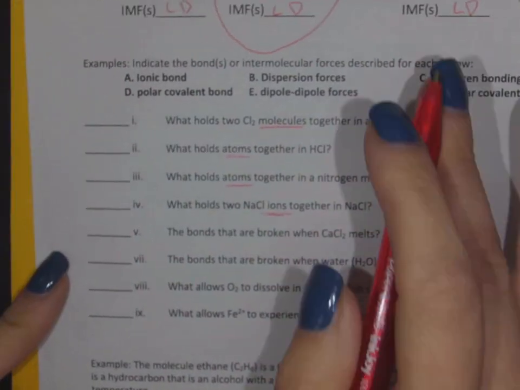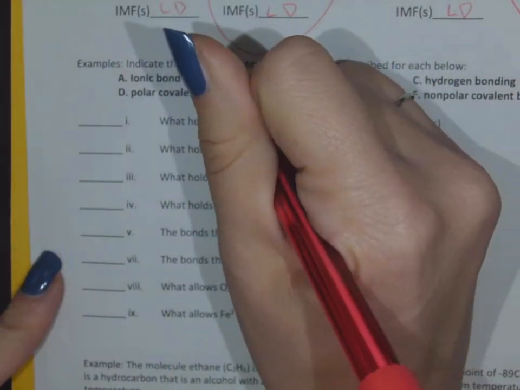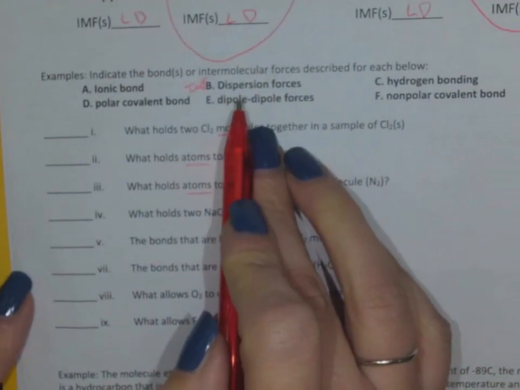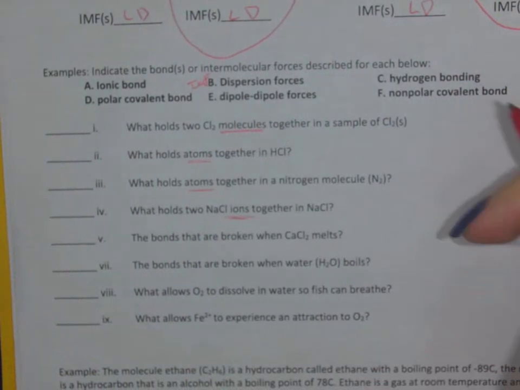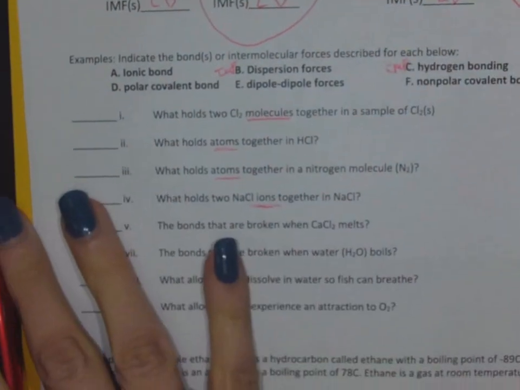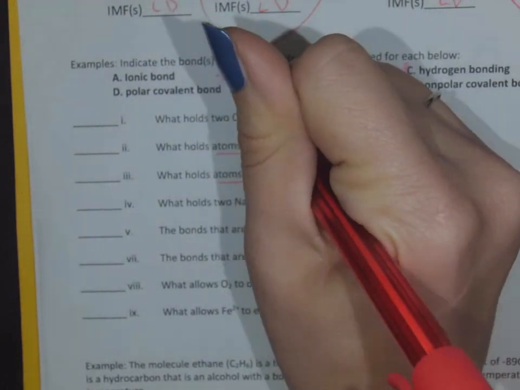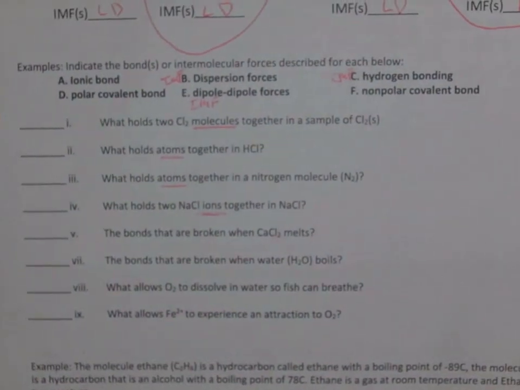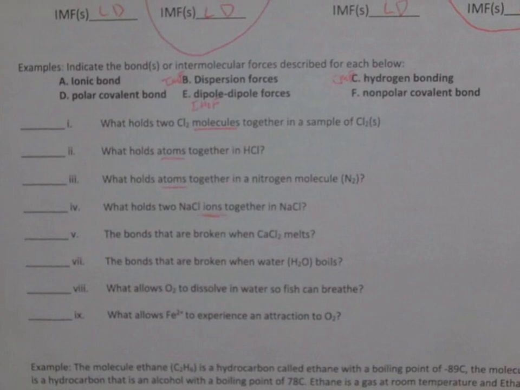So whenever it's saying what's holding molecules together, then we need to pick one of the IMF options. So that could be dispersion. This is an IMF. Okay, so it could be a dispersion force. It could be hydrogen bonding, that's an IMF. Or it could be dipole-dipole, that's an IMF.